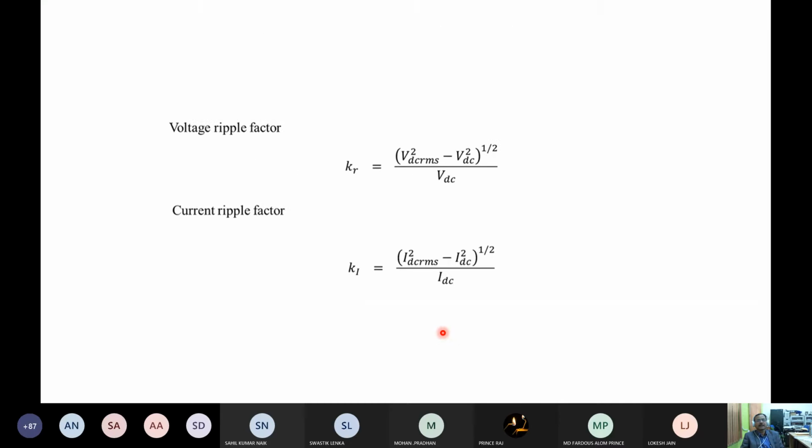Voltage ripple factor is given by the square root of VRMS square minus VDC square, divided by VDC. That means the load RMS voltage square minus the DC average voltage square, whole square root by VDC. Current ripple factor similarly.